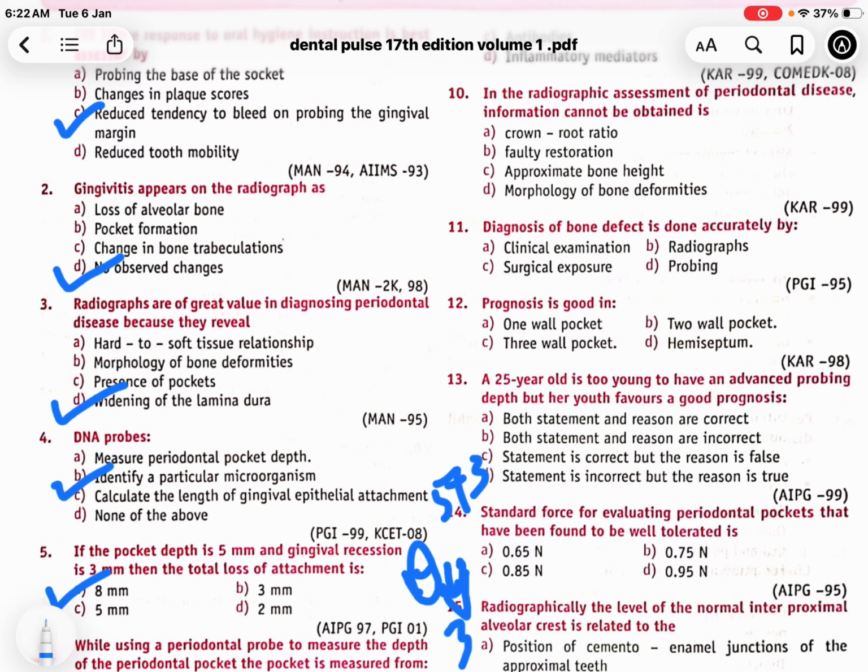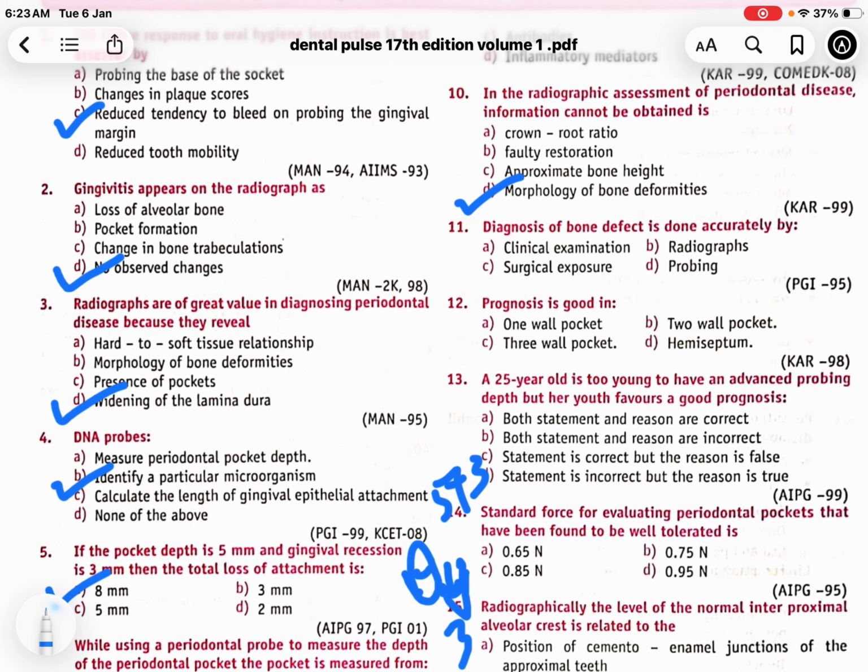Now next, question number 10, which says, in the radiographic assessment of periodontal disease, the information that cannot be obtained is the morphology of bone deformities. Okay. Crown root ratio, faulty restoration, approximate bone height we can get, but not the morphology of the bone deformities.